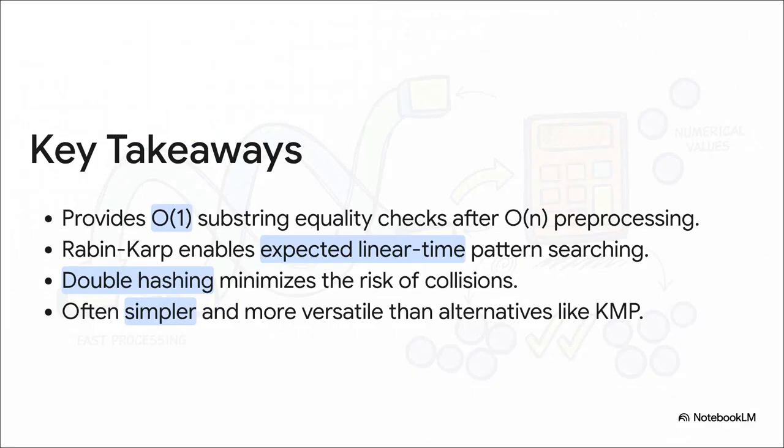So, let's sum it all up. 1. String hashing gives you those sweet O(1) substring checks after an O(n) setup. 2. It's the engine that powers the super-fast Rabin-Karp search algorithm. 3. Collisions are a thing, but we can make them a non-issue with good parameters and double hashing. And 4, it's often your most flexible and easy-to-implement tool in the entire string algorithm toolbox.